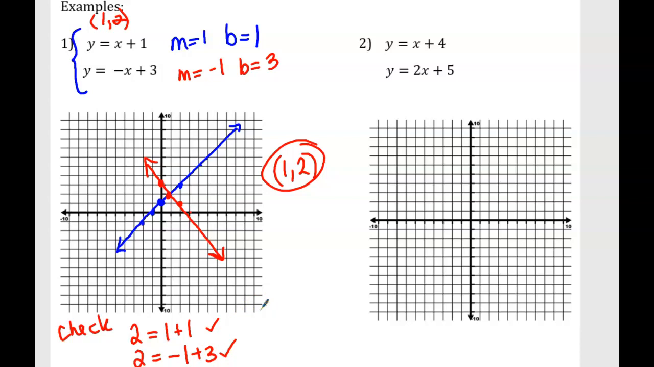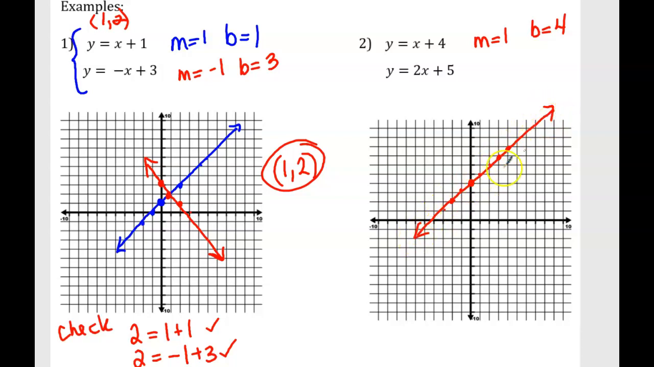All right, so moving on, you might want to try number 2 on your own, and you can, because they're both in slope-intercept form. Okay, but I'll go ahead and identify the slope and the y-intercept. 1, 2, 3, 4. Okay, my slope is 1. So when I graph this line, it's a positive slope.